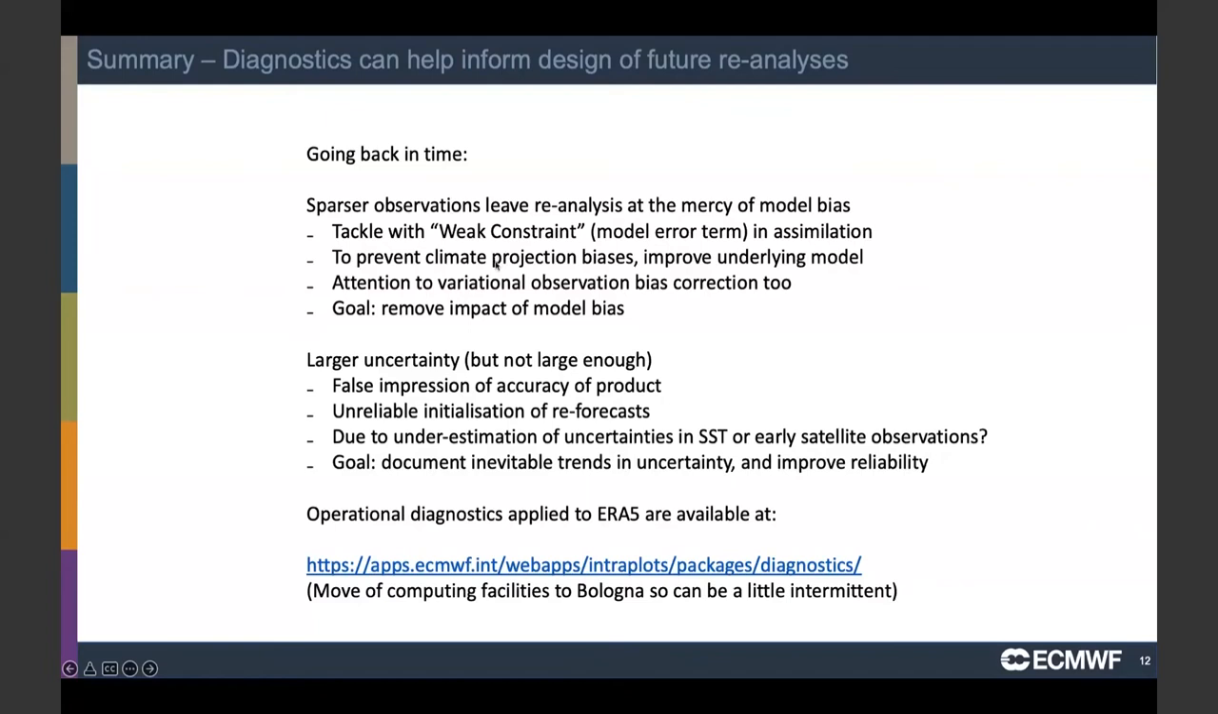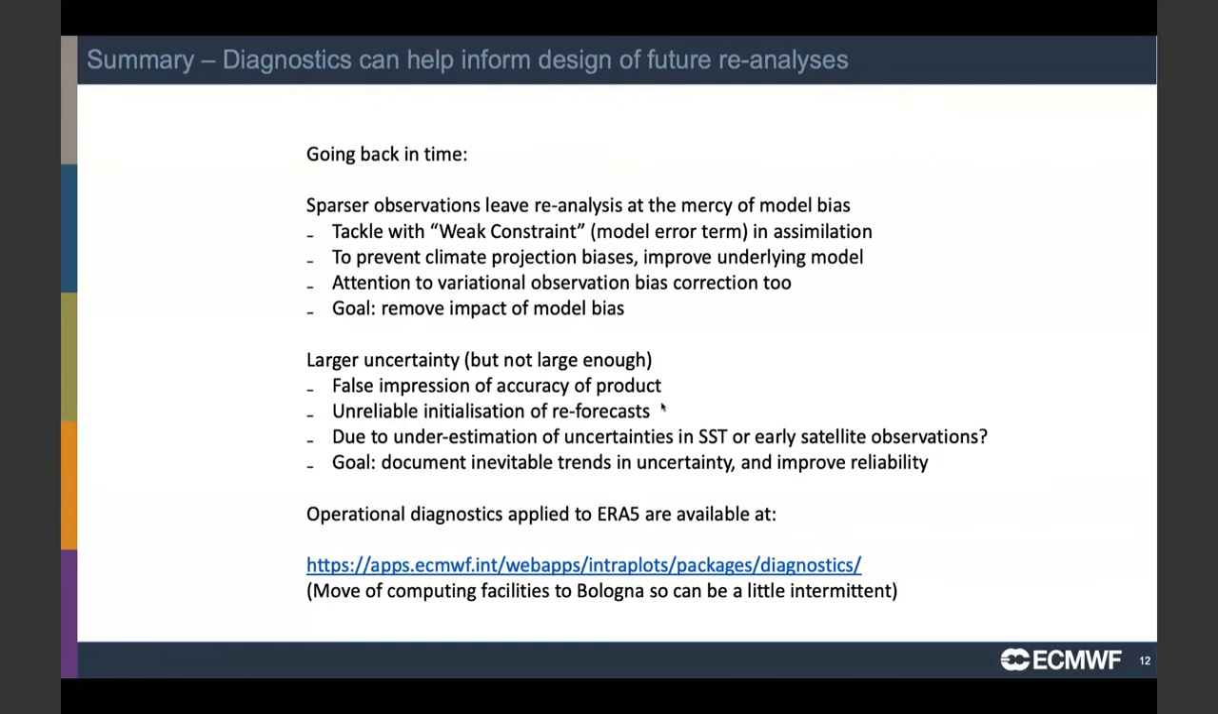To prevent problems with the climate projection biases, though, we really need to improve the underlying model. That's linked in with the weak constraint, and also with attention to the variational bias correction. The goal here, in terms of the deterministic side, is to remove the impact of model bias on the reanalysis trends. For the uncertainty, it gets larger as you go back in time, but not large enough. It gives us a false impression of the accuracy of the product. This is also important for reforecasts because it means there's going to be unreliable initialization of the reforecast, which will have impacts on how you use that for the operational products.